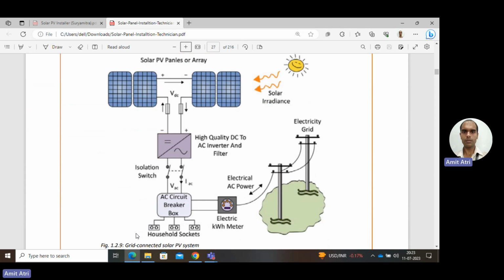Here is a diagram. Why do we not need a battery? Because in the absence of solar energy, we can directly take energy from the grid. It is connected to the grid as well. During solar availability, the power that can be generated can be supplied to the electricity grid. In case we need electricity in the absence of sunlight, like in the night time, then we can take energy from the grid.